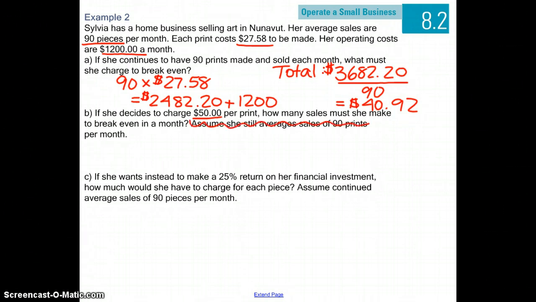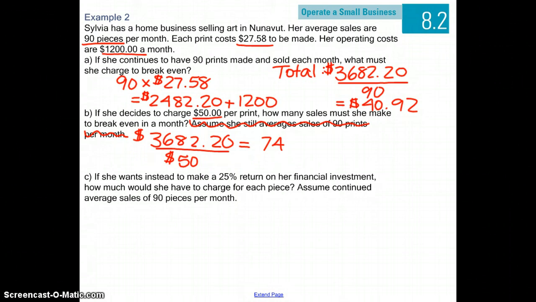This next part is a typo. That does not matter. So $50 per print. We know that her total expenses are $3,682.20. So we need to divide that by 50 because it's $50 per print. So that gives us 74 prints she needs to sell in order to break even at that price.